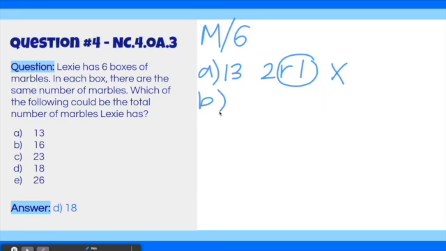B, 16. So for 16, you would get 2 with the remainder of 4. So no.